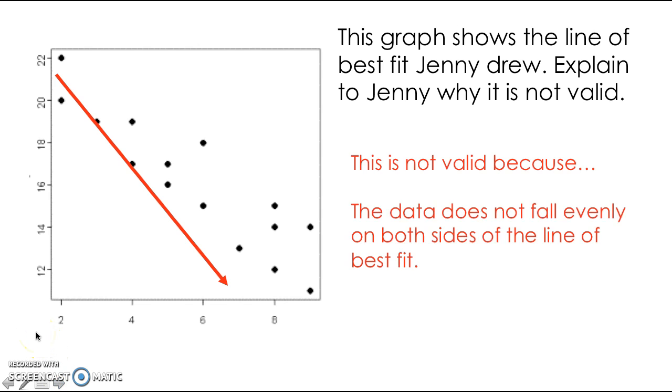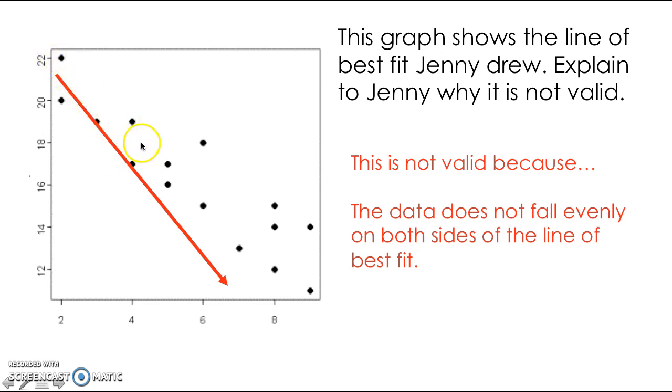Okay, this is not valid because the data does not fall evenly on both sides of the line of best fit. Now let's take a look at this again. So here's my line of best fit, and there's almost no data below it. There's only 1 point that falls below it, but there's 1, 2, 3, 4, 5, 6, 7, 8, 9, 10, 11, 12 points that fall above it. That is not the way we want our line of best fit to be.